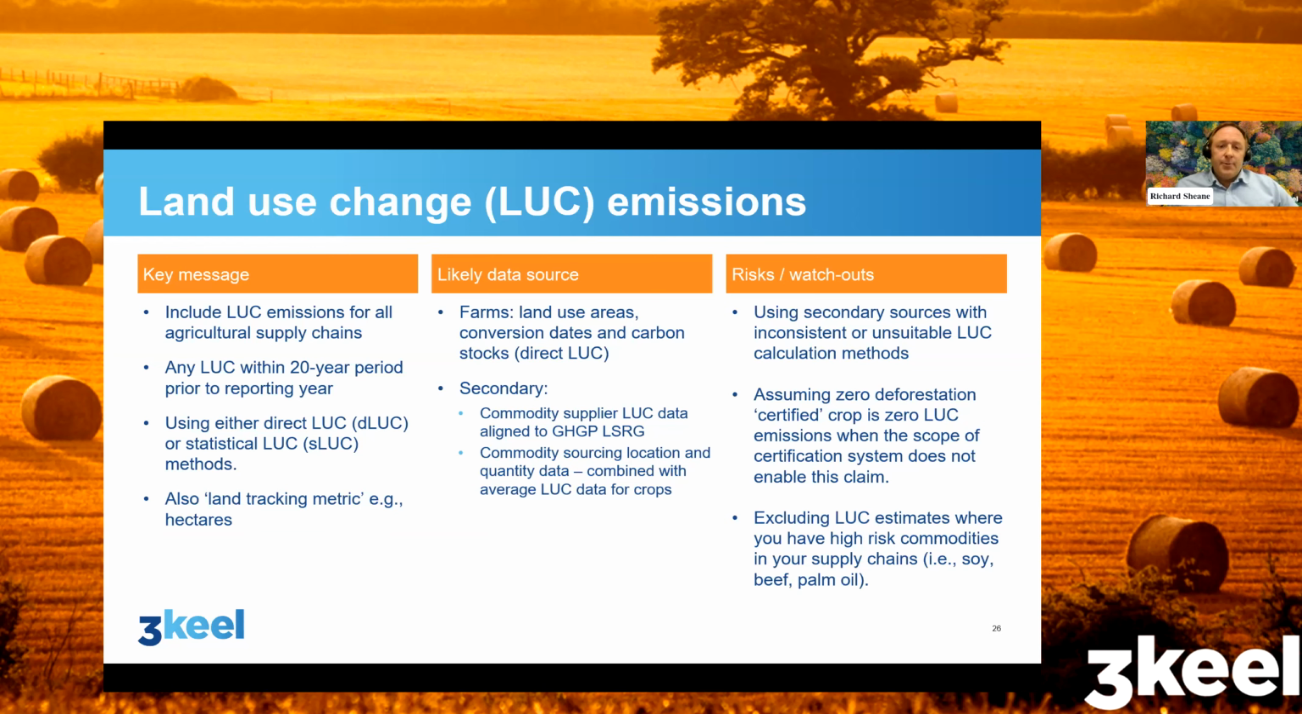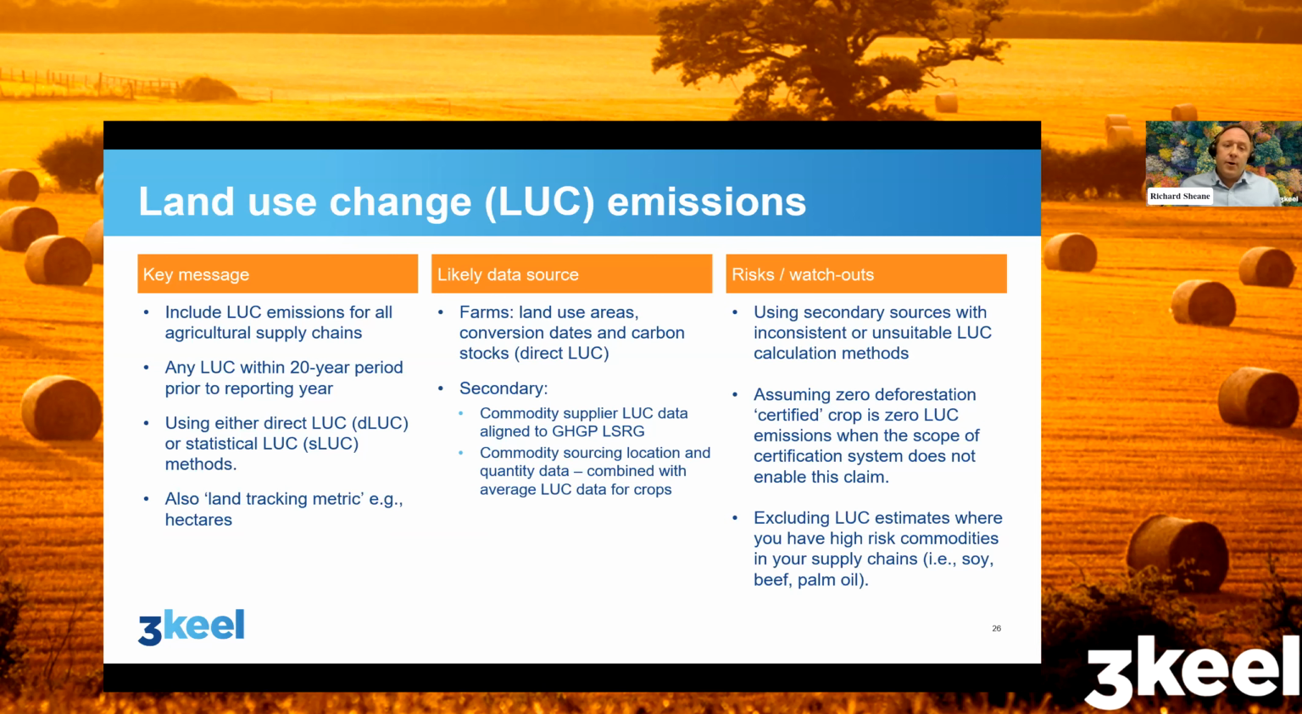They say that you can use either direct land use change or statistical land use change. Direct land use change would be where you're gathering data from farms, from land areas on land use area, carbon stock, and land conversion dates, and actually doing the calculation to show that this land use change event occurred in this area, and then allocating it appropriately to the crops that follow.